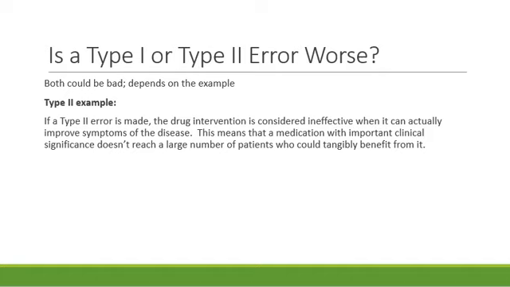Looking at a type 2 example, if a type 2 error is made, the drug intervention is considered ineffective when it can actually improve symptoms of the disease. This means that a medication with important clinical significance doesn't reach a large number of patients who could tangibly benefit from it.